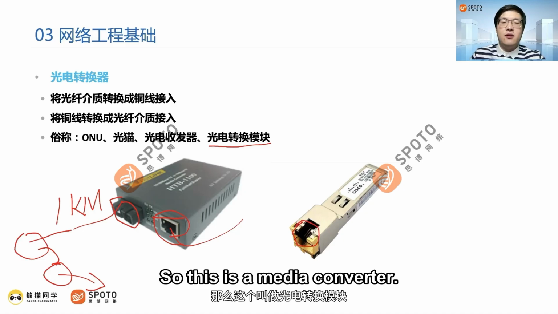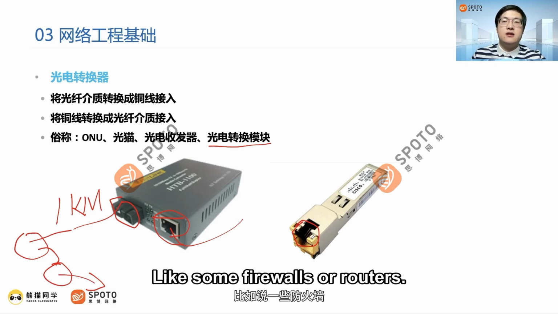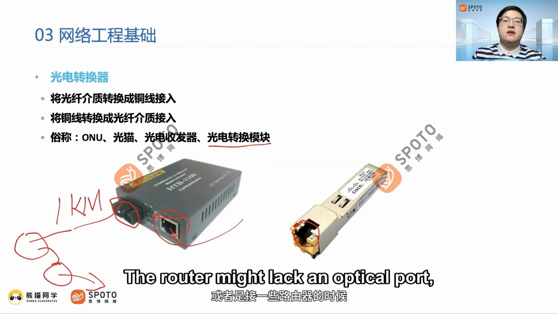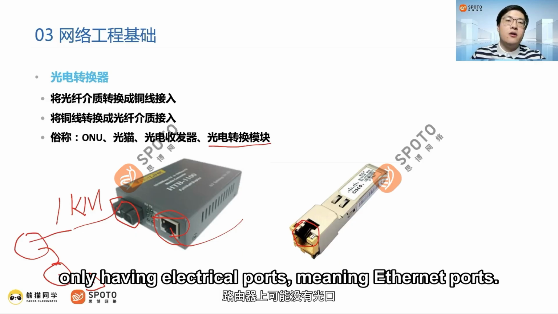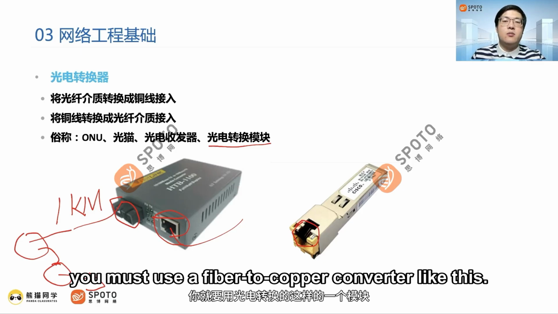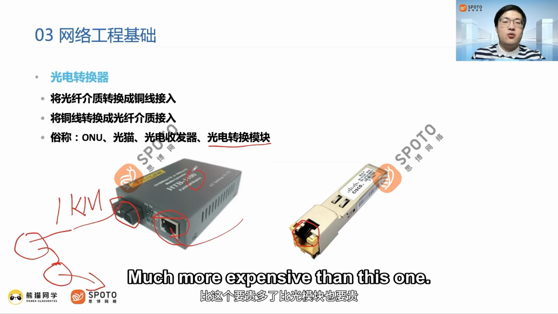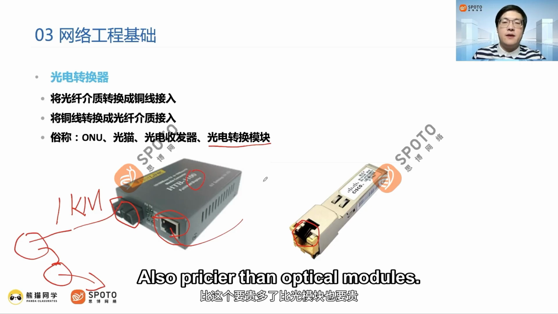So this is a media converter. It's used to connect devices that can't take optical modules. Like some firewalls or routers. The router might lack an optical port, only having electrical ports, meaning Ethernet ports. Right? In this case, you must use a fiber to copper converter like this. This module is quite expensive. Much more expensive than this one. Also pricier than optical modules. Okay.